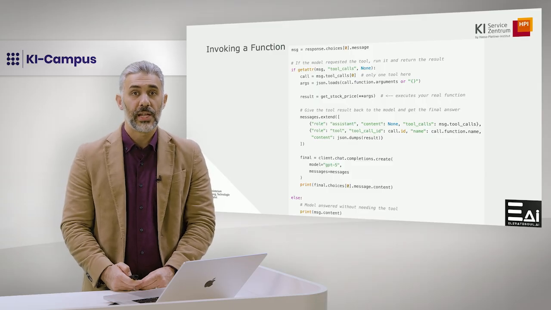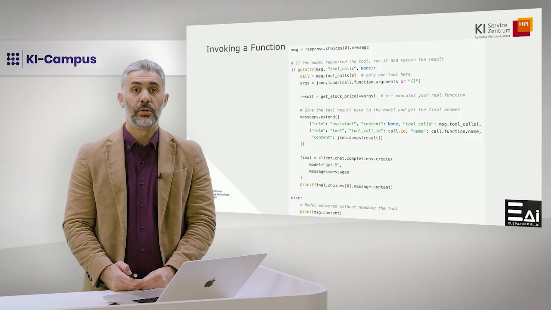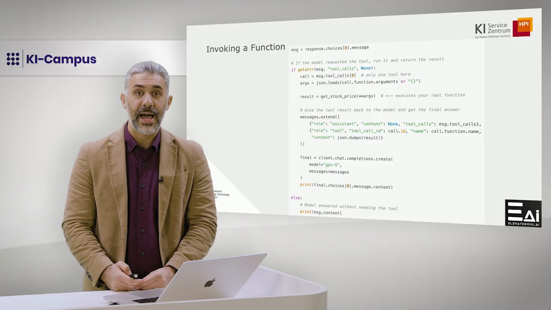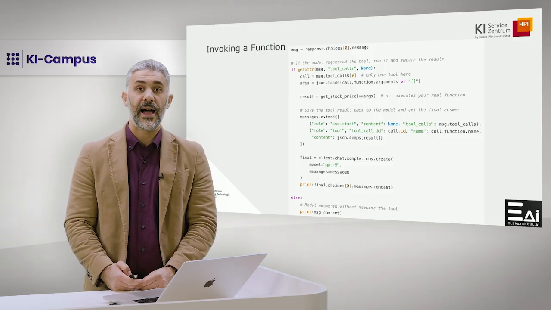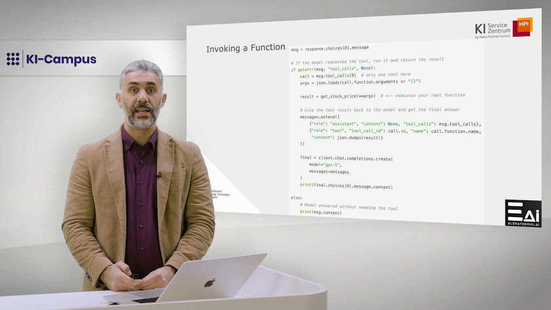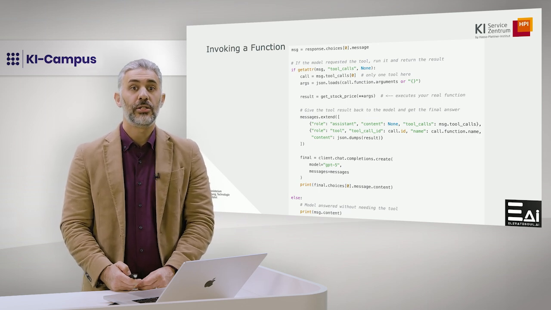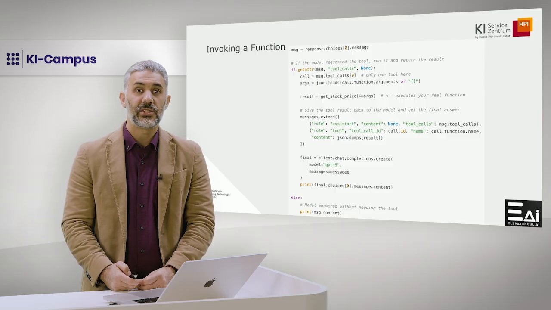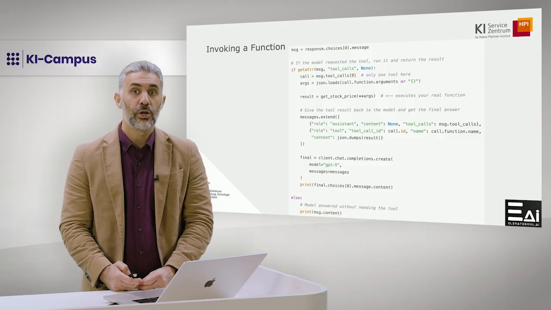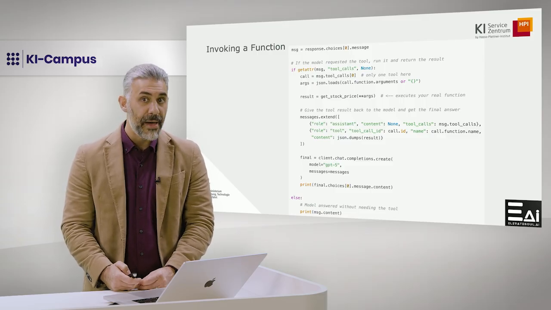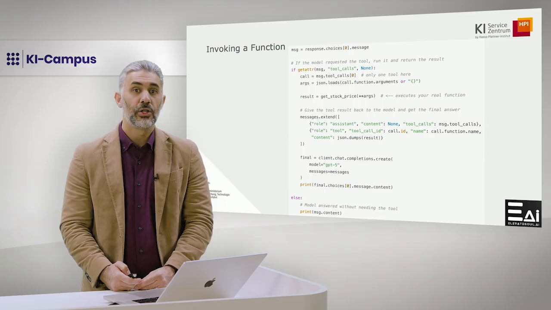The process looks like this: 1. Check whether the model requested a tool. 2. Extract the arguments. 3. Run the real function. 4. Send the result back into the conversation. And 5. Let the model form the final answer. This pattern turns a language model into a real agent. It can decide when to use a tool, call it with the correct parameters, and then continue reasoning using the result.